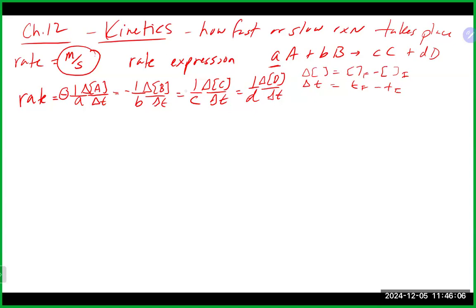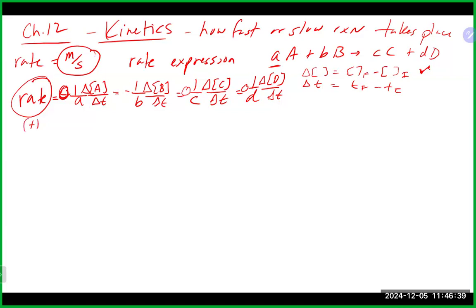The reason that we do not have any negatives on our products is that they are increasing with time. So when you do this calculation of final minus initial, you will get a positive number. The reason we do need the negative for our reactants is because they are decreasing with time. So when you do this calculation, you will get a negative number. And remember that when you calculate the average rate of a reaction, it should always be a positive number.